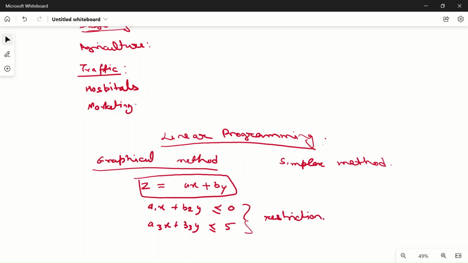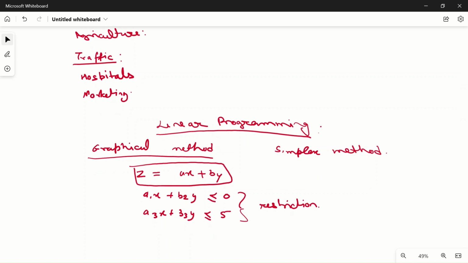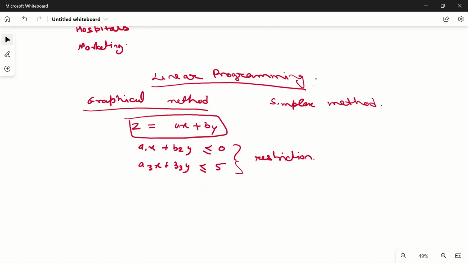But in some problems in real life, you will not get problems like that. You will have some statements, and you have to formulate these mathematical equations from those statements. So we will see how to formulate those problems. First of all, we have to define our objective.